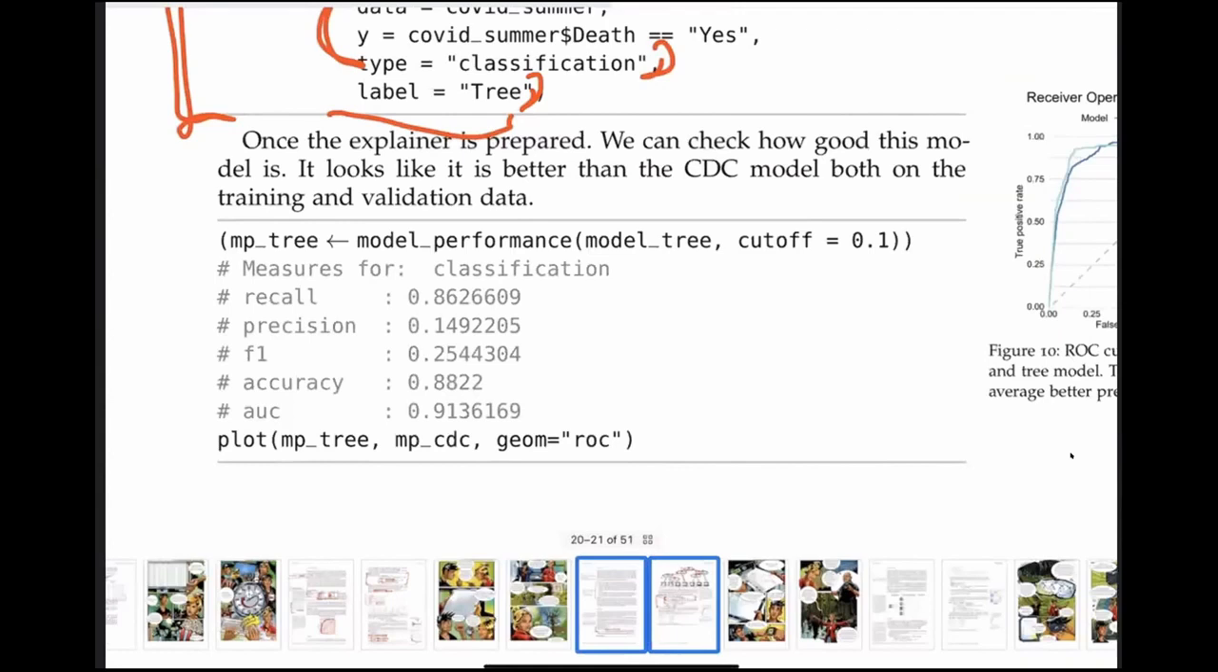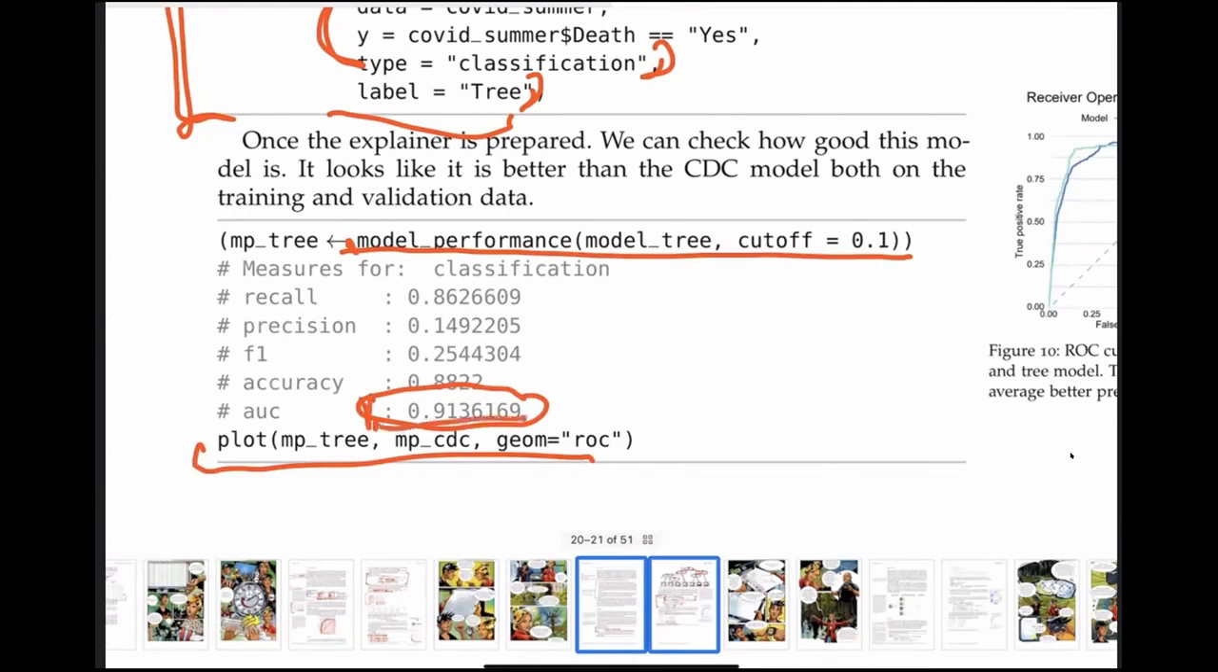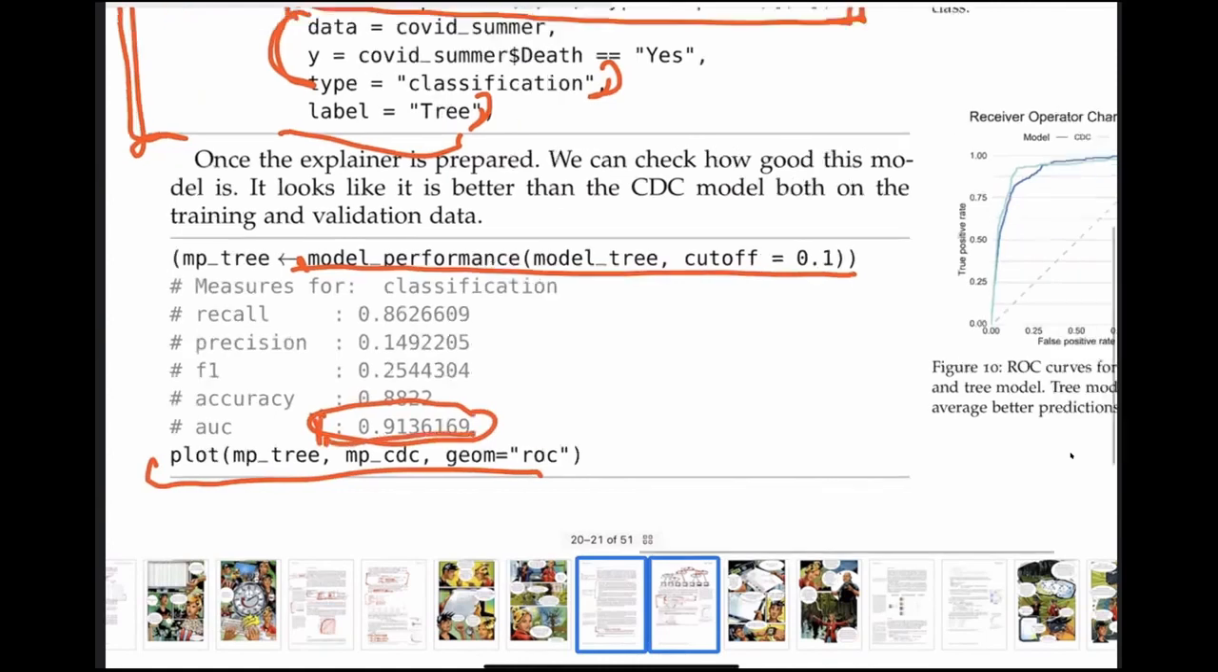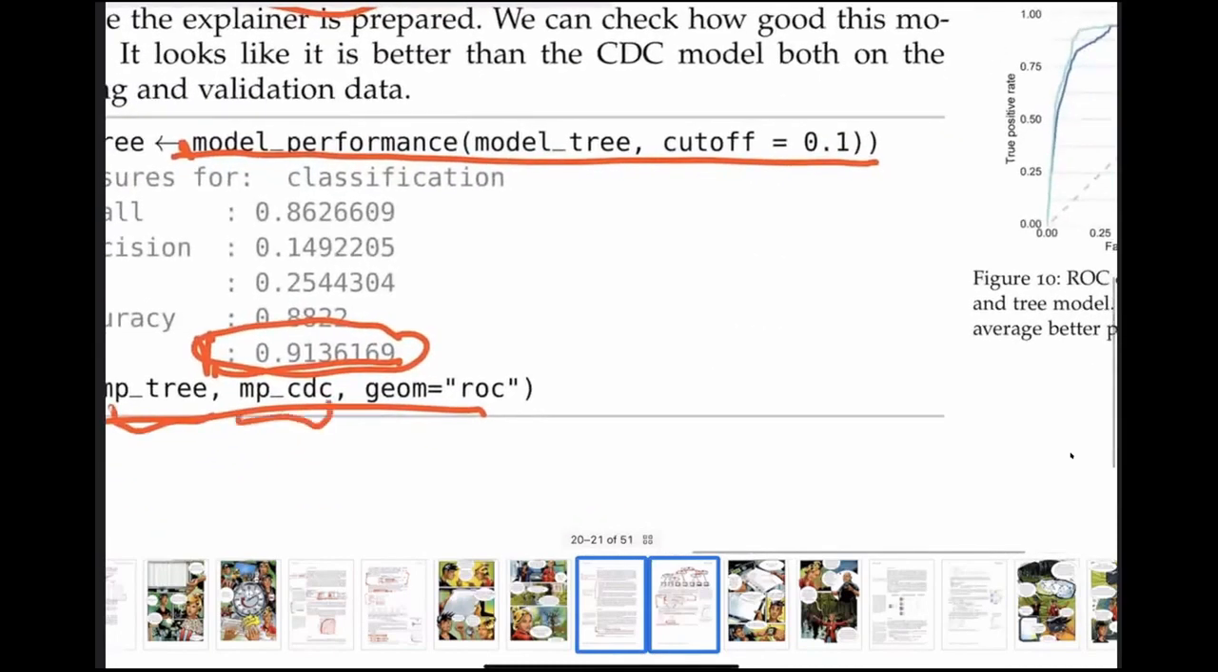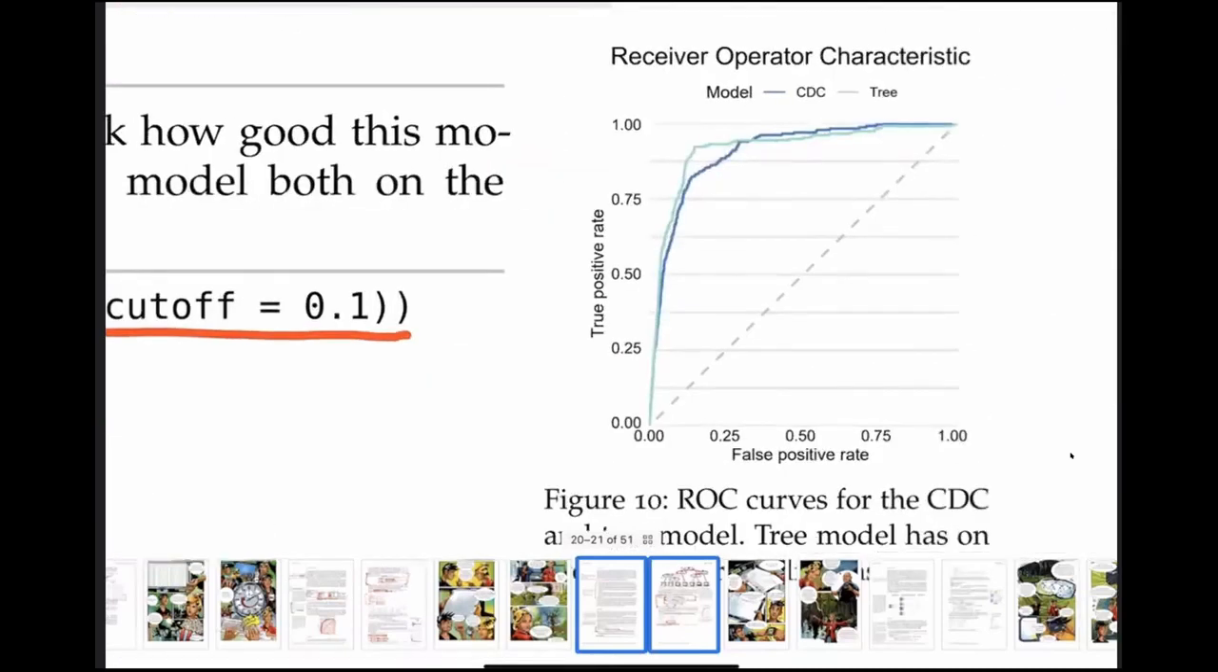This model is based on data. But the way we can explore the model is totally uniform. So you can use the model performance function, calculate all these statistics, and plot them with the plot function. Just to highlight what is important here: more complex model, higher AUC. That's good. And when you use the plot function, you can specify as many explanations as you wish, and they will all be plotted in the same chart.